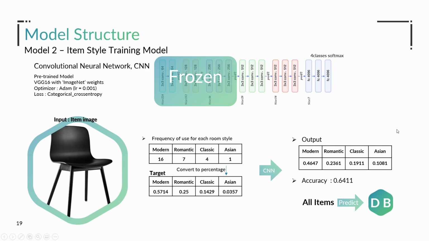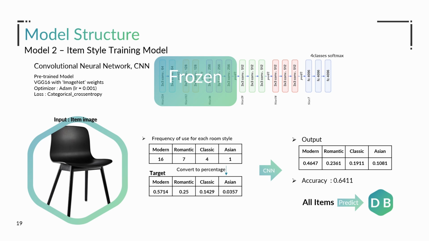Model 2 is almost identical to Model 1, except for the weights. The input is an item image, and the frequency of use for each room style is used as the target after converting it into percentages.